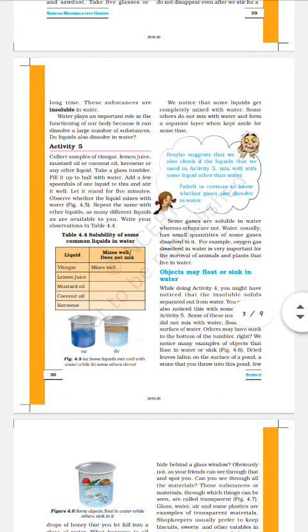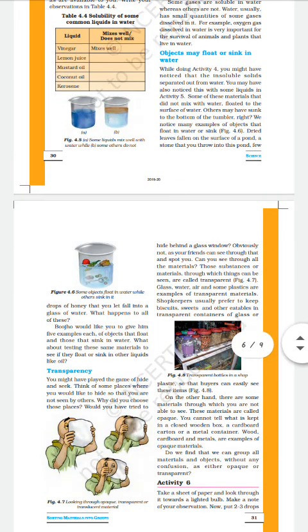Now we can describe a property on the basis of float or sink. Float means anything that can float on water or any kind of liquid is called floatable, and that which is not floatable will sink.